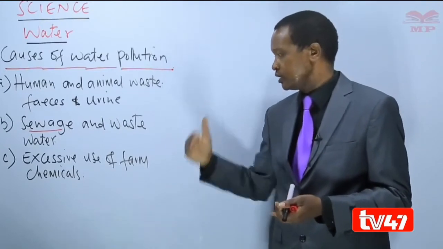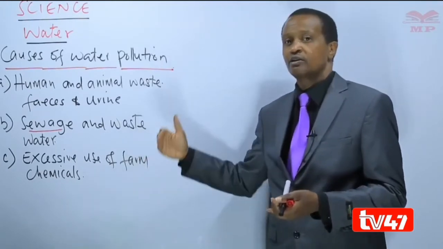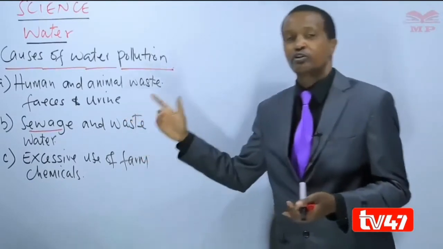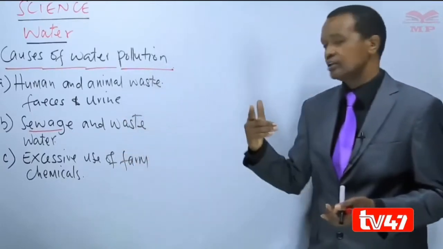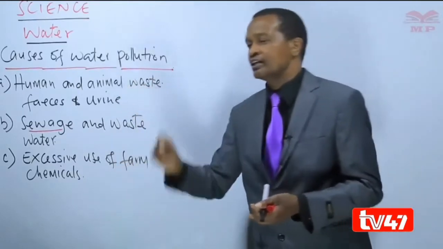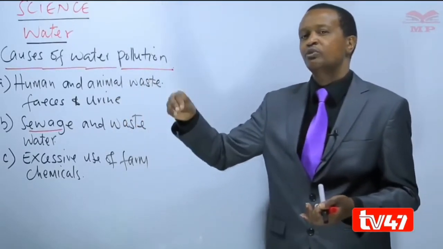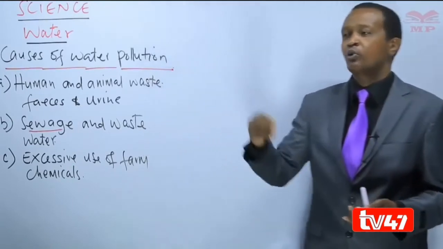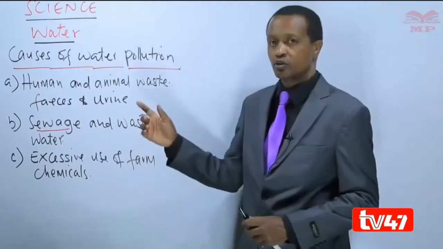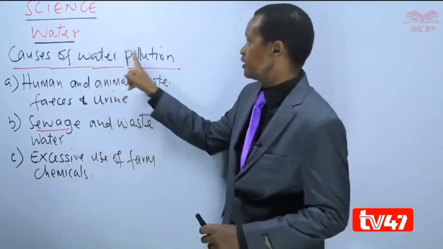When excessive farming chemicals like pesticides and fertilizers are used in the farms, this can cause water pollution. How does that happen? It happens during the rainy season, when the chemicals are washed into water bodies like rivers and lakes. And when that happens, the animals in the water bodies are poisoned, because these chemicals are poisonous. So learners, excessive use of farm chemicals can cause water pollution.